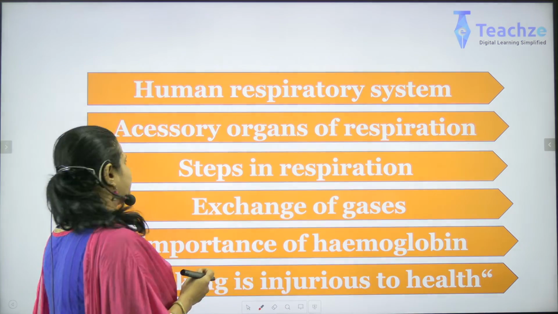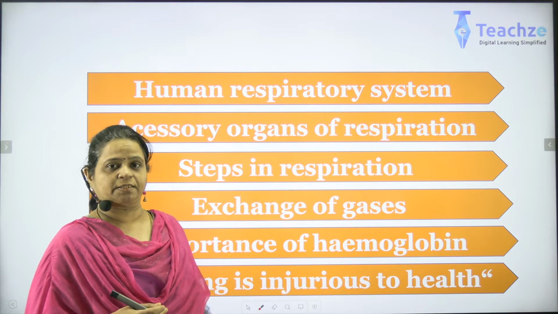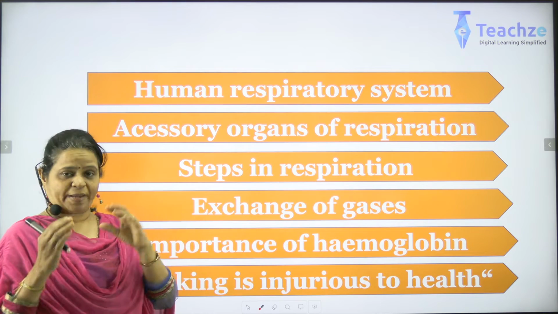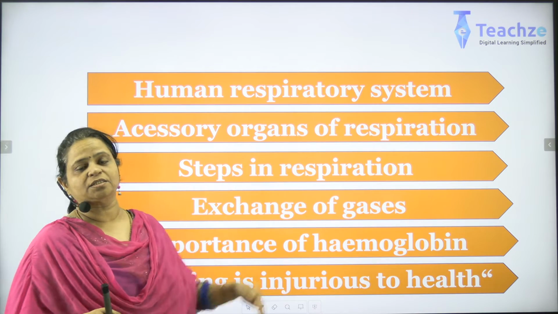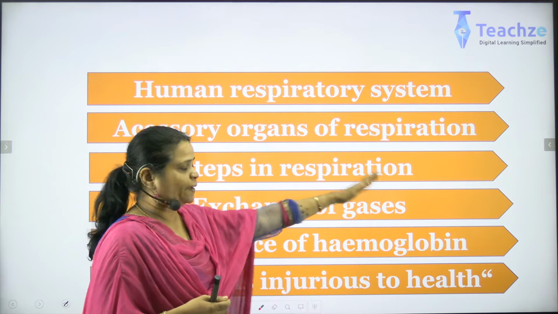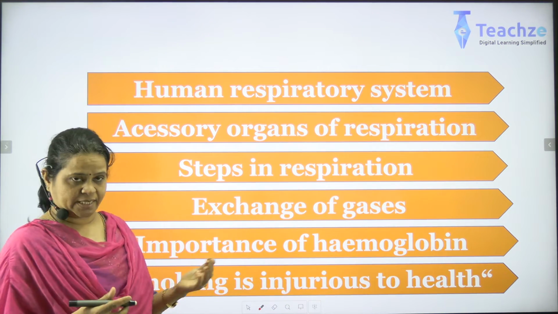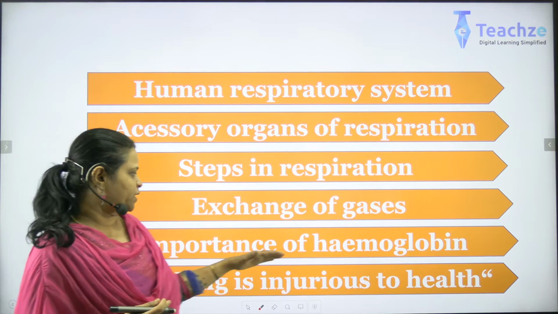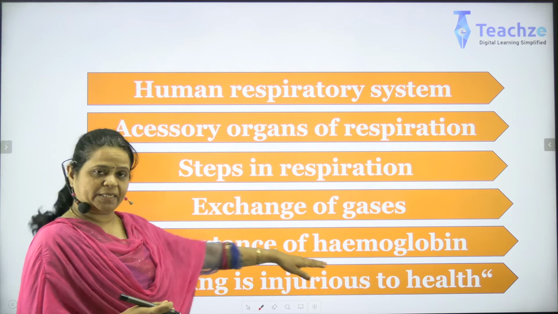Now, what are we going to see today? You can have it on the screen. We will be talking about the human respiratory system, the different parts in the human respiratory system, and what makes it special when it comes to complex organisms. Then you will see the other organs which help in this process, the different steps involved in respiration, and how exactly the exchange of gases takes place, that is where and how it takes place. Then the importance of the pigment, that is hemoglobin. We'll also be talking about other pigments in this topic.